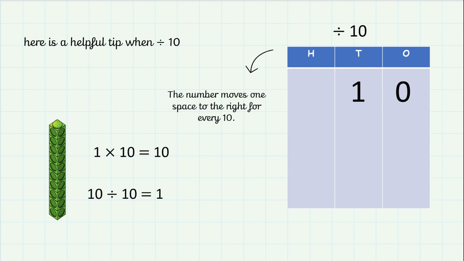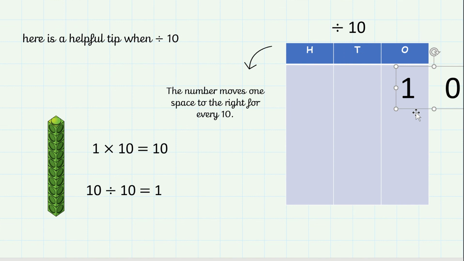Okay, so here is my little handy tip for when we're dividing by 10. The easiest thing to do when dividing by 10 is the number moves one space to the right for every 10. So if you look at this hundreds, tens and ones box, you can see that I've put my tens in the tens column and my ones in the ones column. And to divide by 10, we simply move it one space to the right, and that makes the answer 1. So 10 divided by 10 is 1.